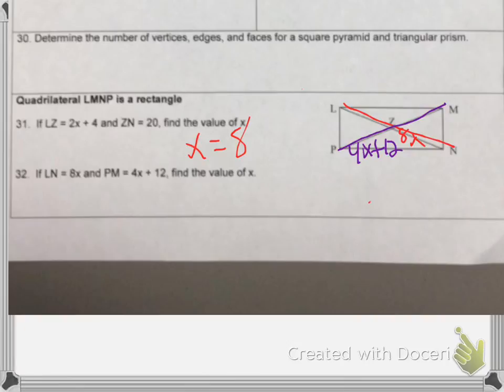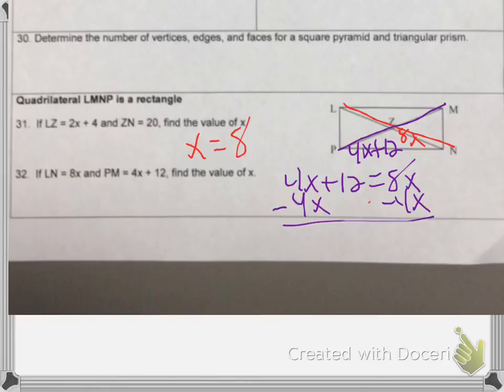Right here I'm going to set them equal. The diagonals are equal. So 4x plus 12 equals 8x. Minus 4x from both sides.